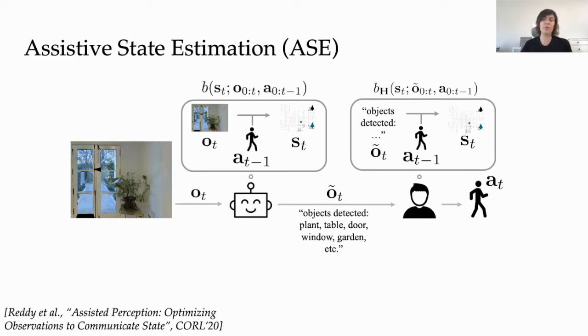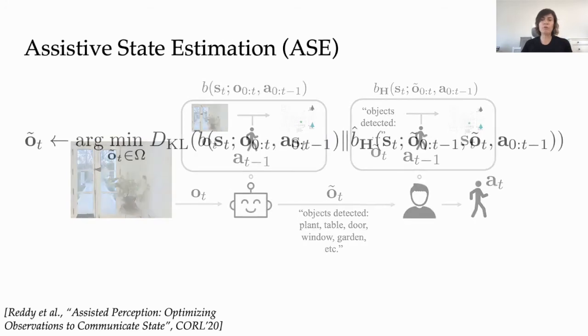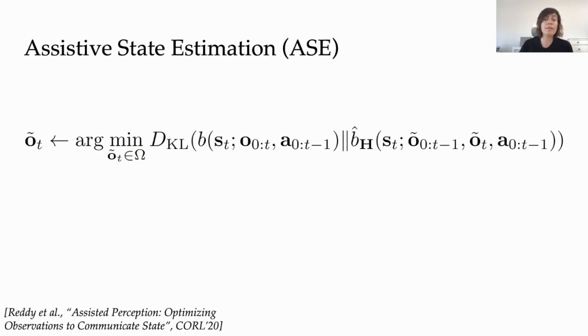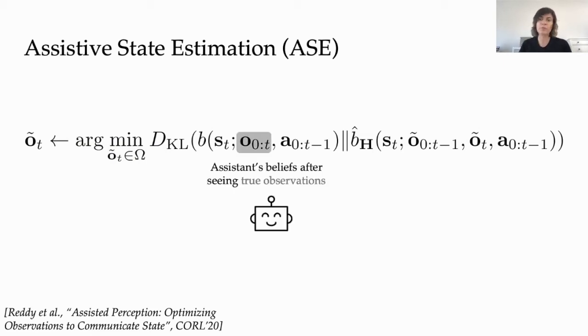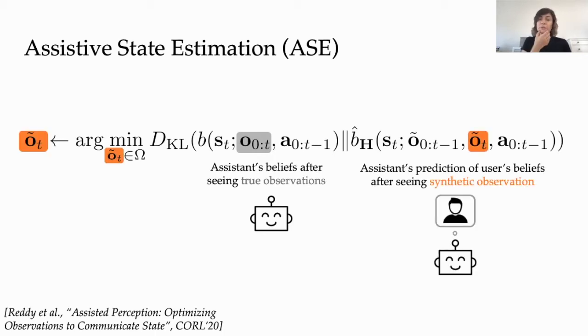unfiltered observations, OT. And so the way we come up with OT tilde formally is we try to minimize the KL divergence between the assistant's beliefs and the user's beliefs. After the assistant processes the true observations, right, you end up with a belief. It synthesizes a modified observation that it thinks will make the user believe in the same state as the assistant. So that will induce a similar belief in the user when the user processes it with their model B hat, as the assistant has when the assistant processes the correct observation OT with the correct model B.